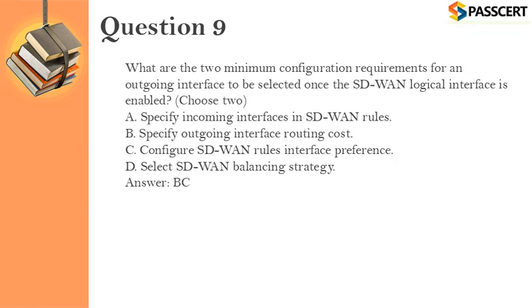Question 9. What are the two minimum configuration requirements for an outgoing interface to be selected once the SD-WAN logical interface is enabled? Choose 2. A. Specify incoming interfaces in SD-WAN rules. B. Specify outgoing interface routing cost. C. Configure SD-WAN rules interface preference. D. Select SD-WAN balancing strategy. Answer: B, C.